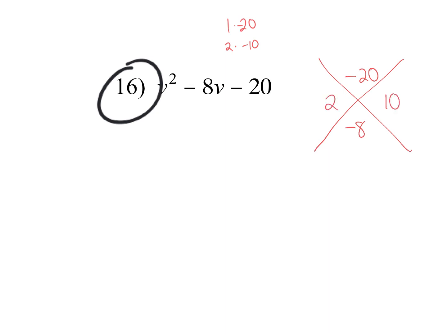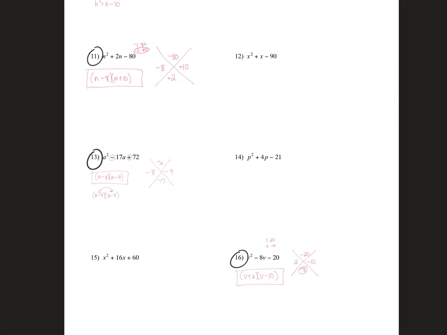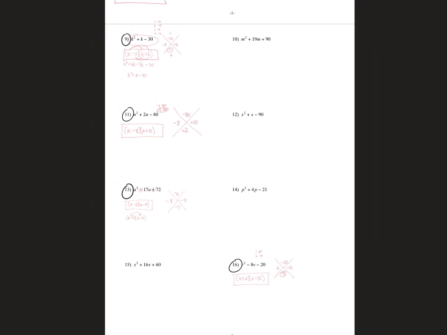Which one's going to be negative? This one down here is negative. So that means the bigger number needs to be negative. So we get 2 and -10. So we have v plus 2 times v minus 10. Okay. All right, I'll zoom out here a little bit. Why don't you guys go ahead and try the rest of these, see how you do, and we'll check our answers in a second.